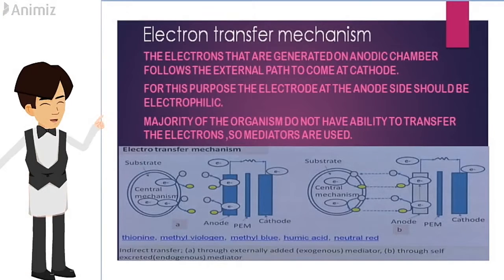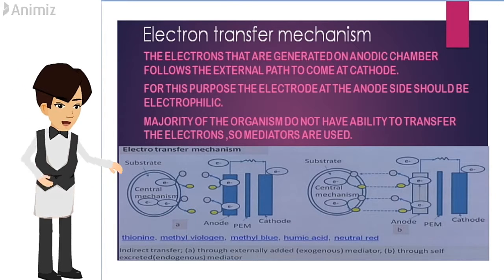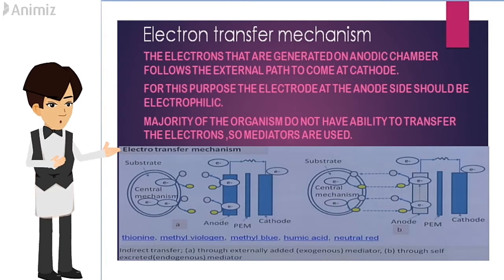We will talk about the electron transfer mechanism. The electrons that are generated in the anodic chamber follow the external path to reach the cathode. For this purpose, the electrode at the anode side should be electrophilic. Sometimes the microbes do not have the capability to transfer the electrons towards the cathode. So some external agents have to be added, or the microbes create some materials which help them to transfer the electrons to the cathode. Thus, there are two types of electron transfer mechanism: first, through externally added mediators, and second, through self-created mediators.